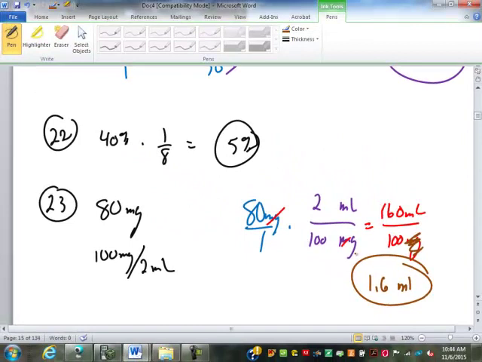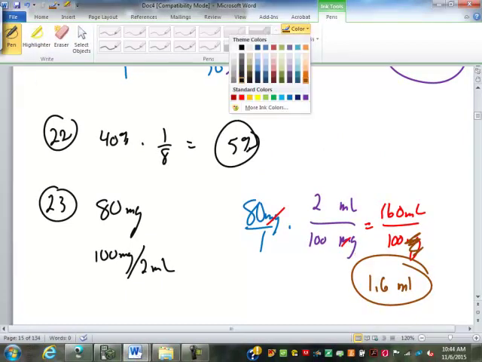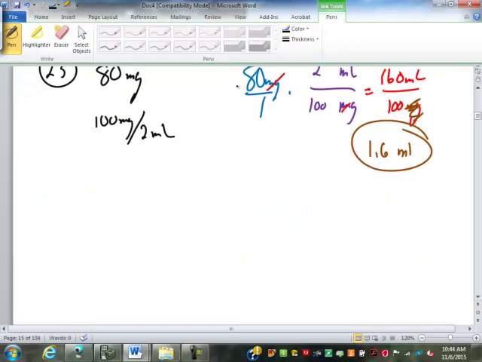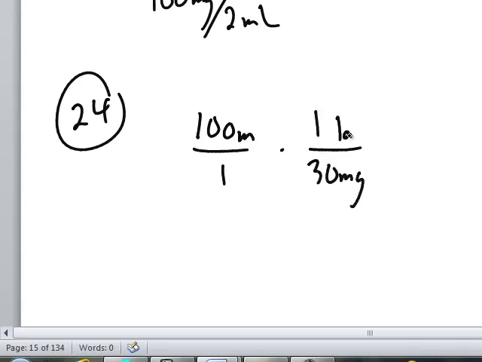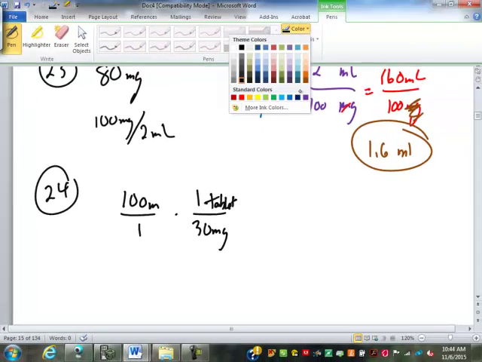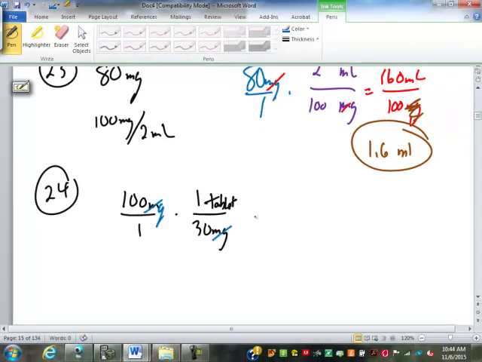24, most people calculated correctly and rounded incorrectly. So number 24 is 100 milligrams, and there are 30 milligram tablets, 30 milligrams per 1 tablet. So the milligrams cancel out. We got 100 over 30, 100 tablets over 30 is 3 1/3 tablets. And it says round to the nearest half.